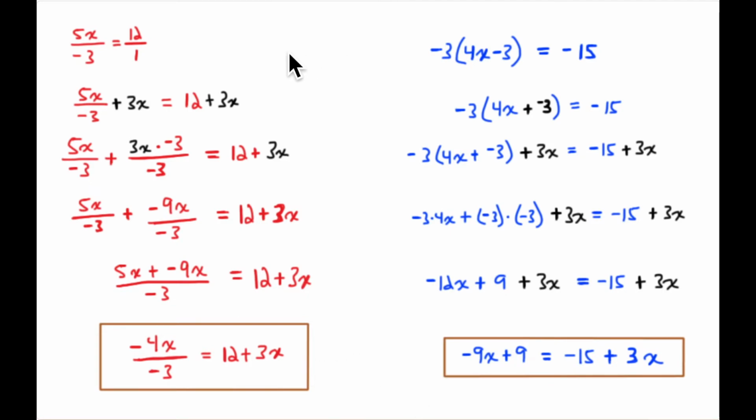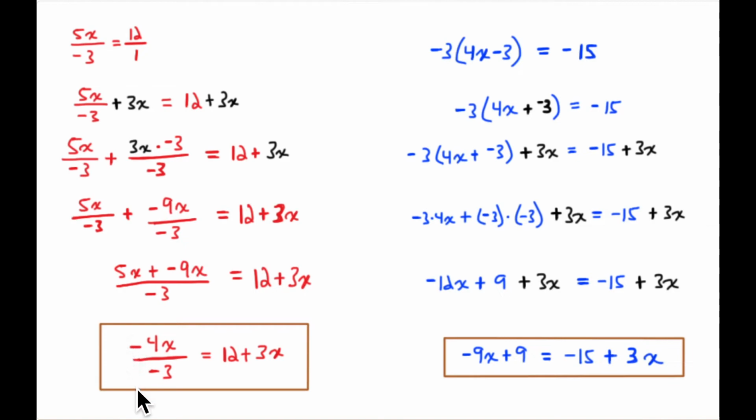So now that I've worked with this equation and gotten this equation down here by adding 3x to both sides, what that means is if I add 3x to 5x over a negative 3, it should equal a negative 4x over negative 3. So I want to work with just this left side for a moment, where I add 3x to this left side, and I should get this left side down here. The right side's easy. 12 plus 3x is 12 plus 3x.